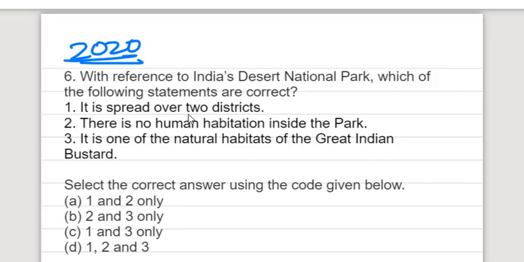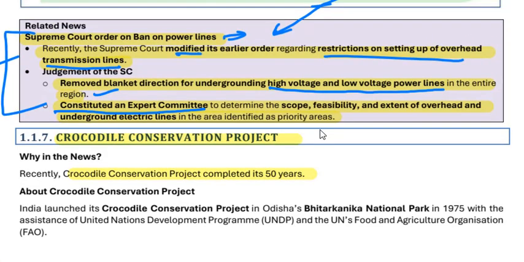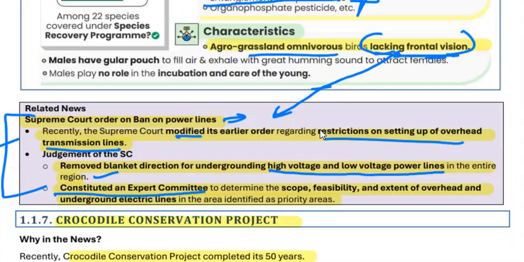Okay. First eliminate this. This is statement 2: there is no human habitation inside the park, because we have seen about the Supreme Court decision also. If you eliminate this, option A will be wrong, option B will be wrong, option D will be wrong. Then what will be the answer? This is one of the simplest questions. You can mark it with common sense also. Then what is the issue with this Great Indian Bustard? This is about the death and collision with these lines. So this question can easily be solved.